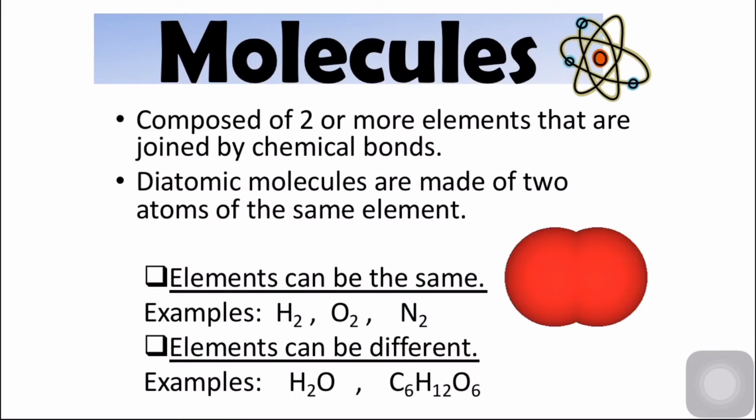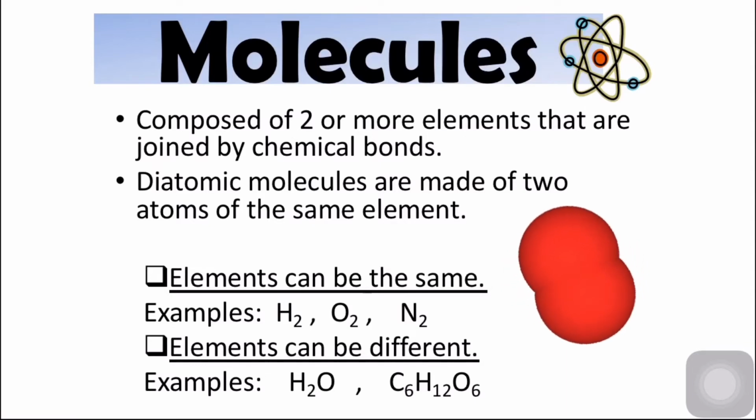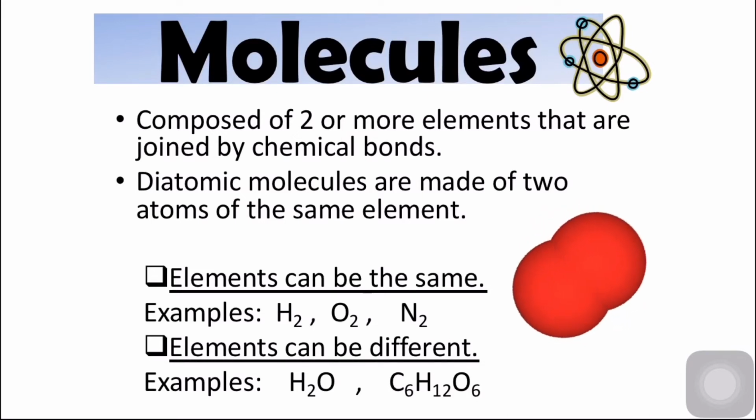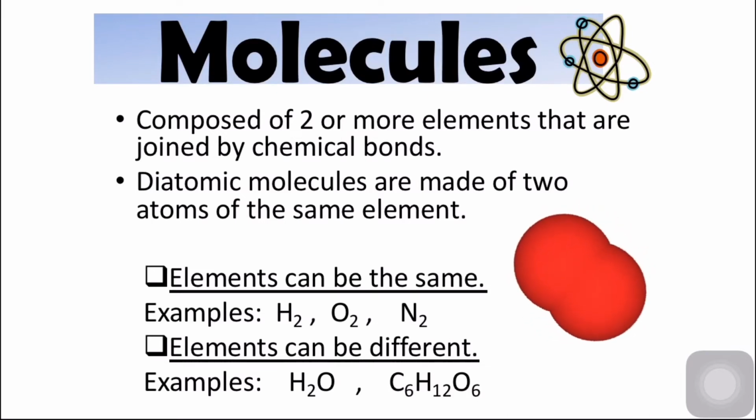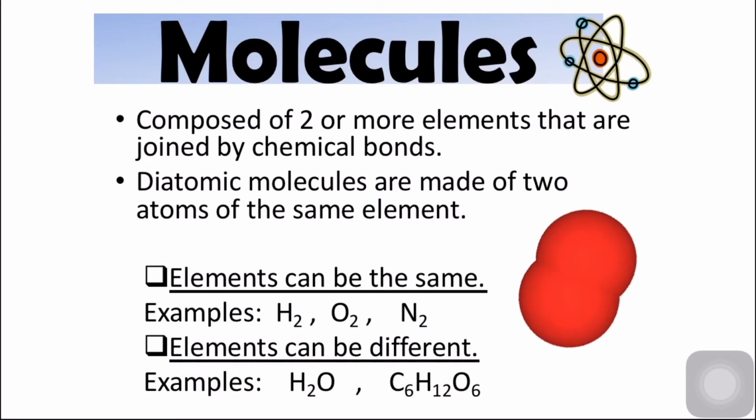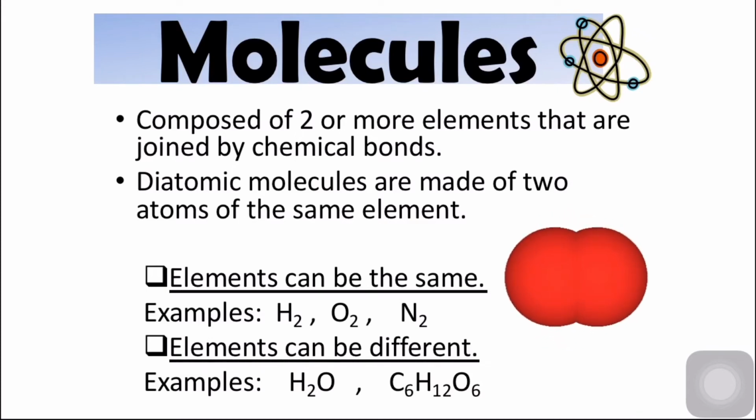Molecules are composed of two or more atoms that are joined by chemical bonds. When we say diatomic molecules, they are made of two atoms of the same element. For example, H2, O2, N2, or hydrogen gas, oxygen gas, and nitrogen gas. And elements can be different. For example, H2O or water, C6H12O6 or glucose.